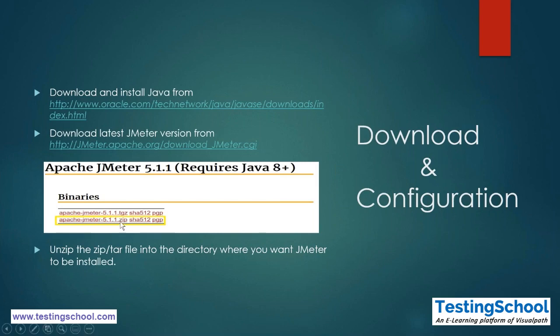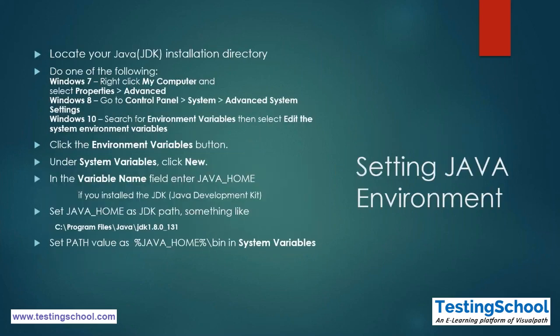You have to download this zip folder on your machine, and the next step is to unzip the zip or tar file, whichever suits your platform, and extract all the files into the directory where you want to install JMeter. So downloading and unzipping of JMeter is done. Next part is the environment variable settings. For Java environment settings, first we need to locate where my Java JDK installation directory is.